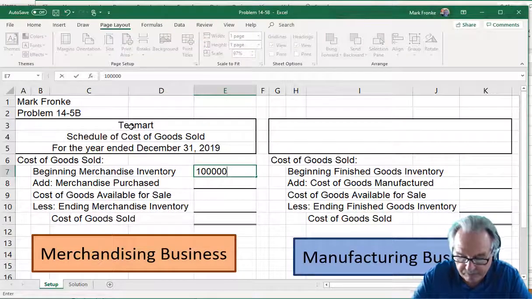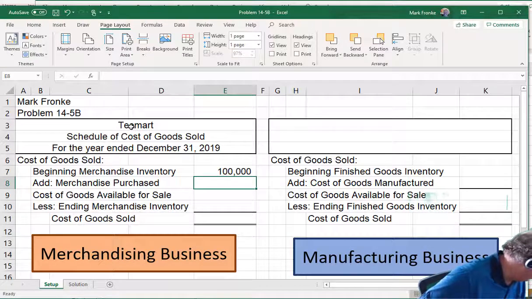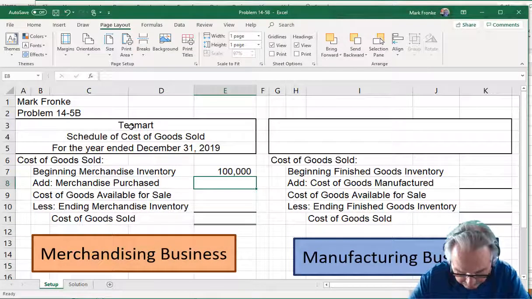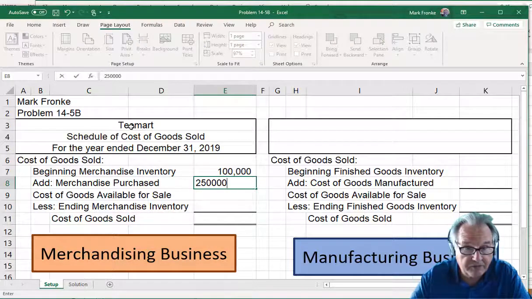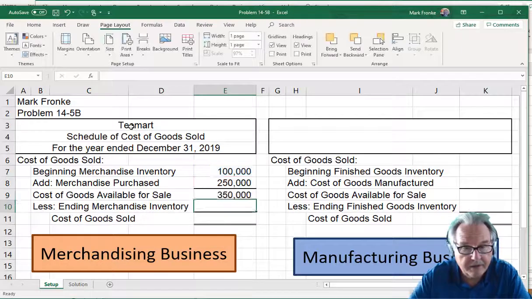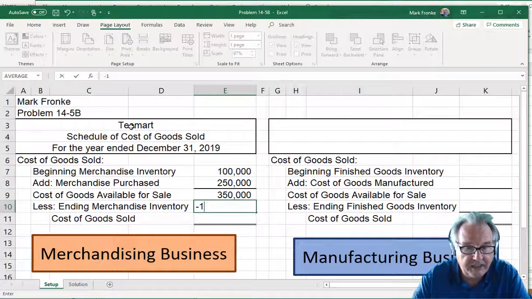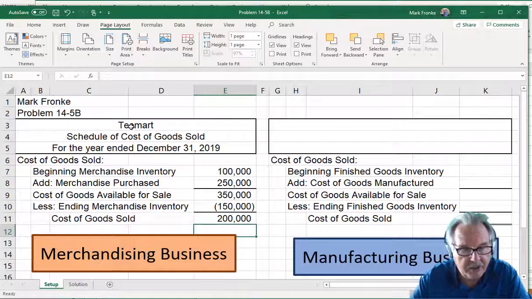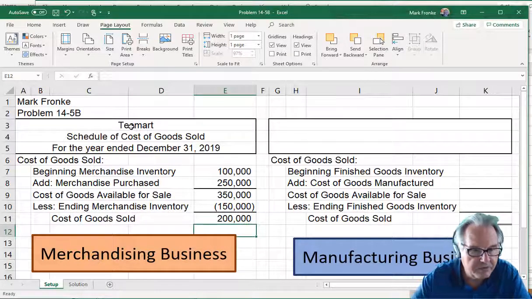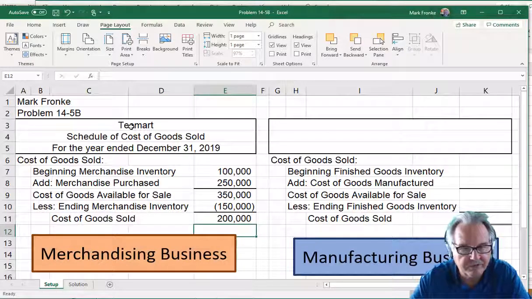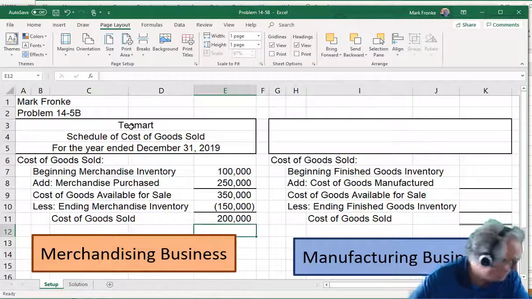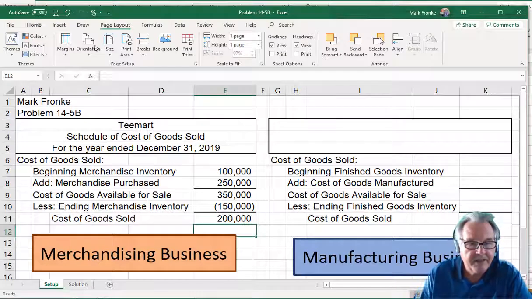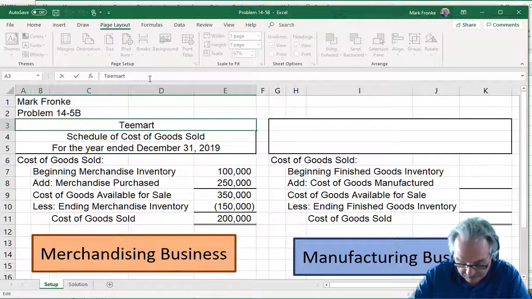This is right out of your book. By the way, this is on page 566. Our merchandise purchased is 250,000, which gives us goods available for sale of 350,000 minus the ending inventory. That's what we did not sell. And so we have cost of goods sold of 200,000. That inventory number is pretty high for cost of goods available of only 350,000 for the whole year. But that's the information they gave us. So that's what we're going to do. And I guess technically T-Mart should have a capital M, so I'll change that.